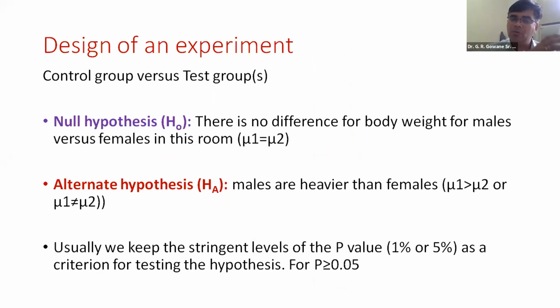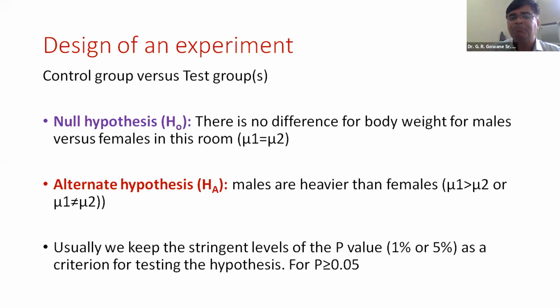Like a group of mice where you are giving nothing or placebo, and a group of mice where you are testing your drug for cancer, probably. So you have two different groups: control group versus the test group. You have a null hypothesis. You say that there is no difference for body weight.